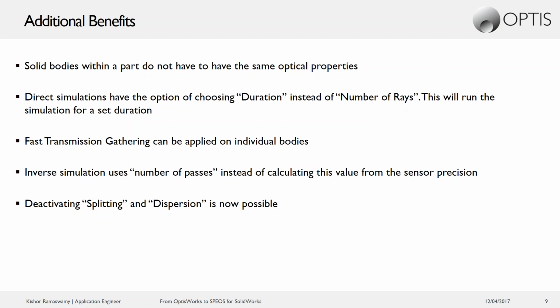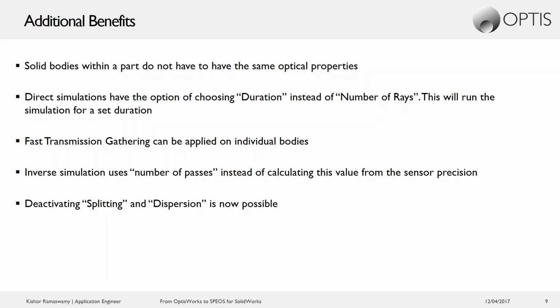The second is that direct simulations, instead of the typical option of setting the number of rays the simulation will run, we can instead choose a duration. So this will set how long the simulation will run for in cases where we don't necessarily know how many rays we want to run, but we know exactly how much time we have to run. So you could set the simulation to 3 hours and it will run as many rays as possible within 3 hours.